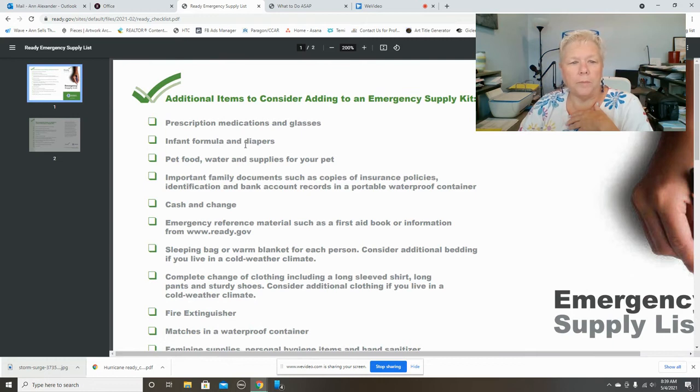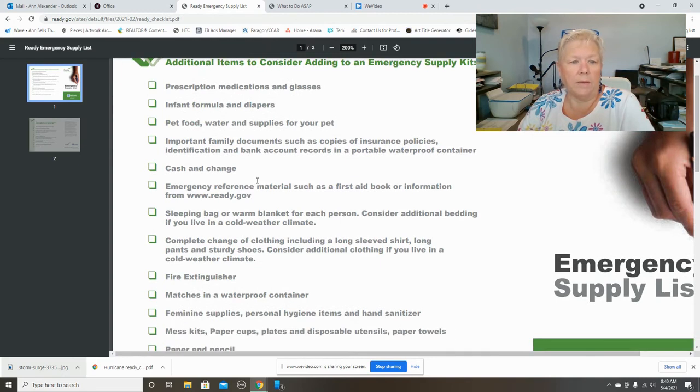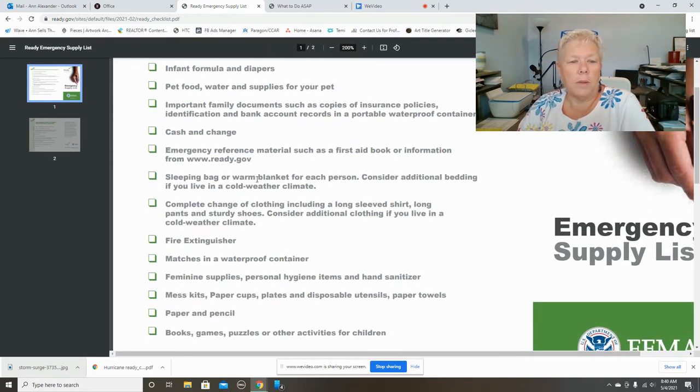If you have a baby, making sure you've got formula and diapers. If you need medications, or even if your animals need medications, making sure that you have all of those on hand. All your family documents and cash. You need to make sure you have cash, because if a storm comes through and knocks out the power, we can't get money out of the ATM. And a lot of times the credit card machines may not work either. So it's a good practice to have some cash on hand.